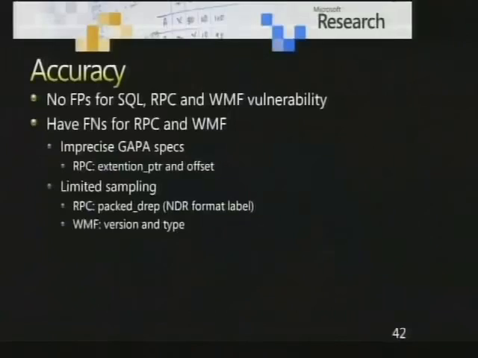For example, WMF has two version numbers, and it's really hard to find the second version number simply by doing sampling. Then we draw a wrong conclusion, saying, oh, the version number must be 1.1. Just an example. Then we'll miss any WMF exploit that has a different version number. This is a constraint of limited sampling.